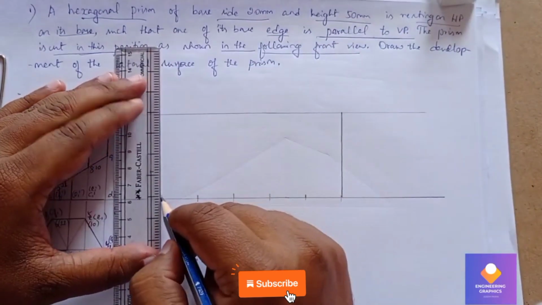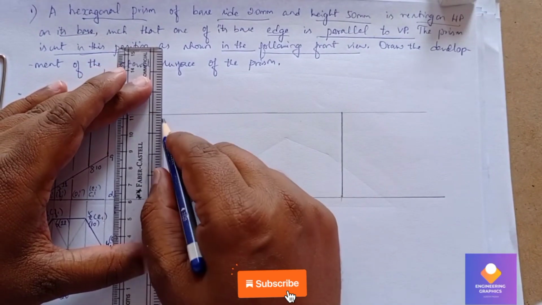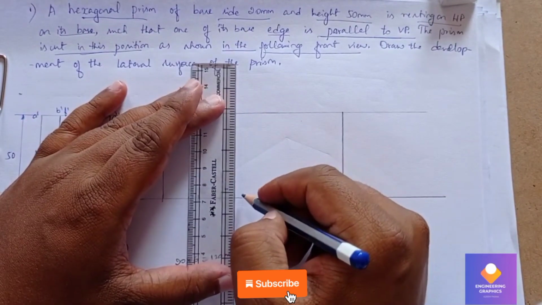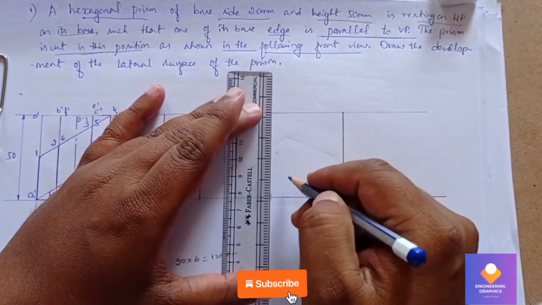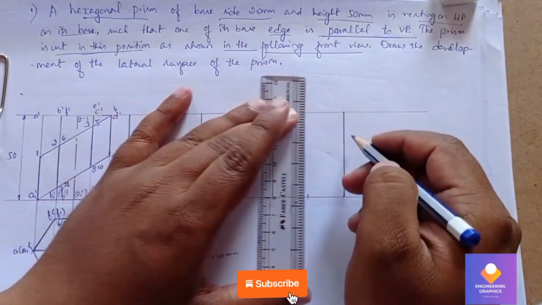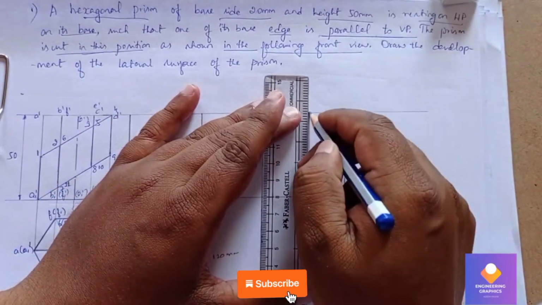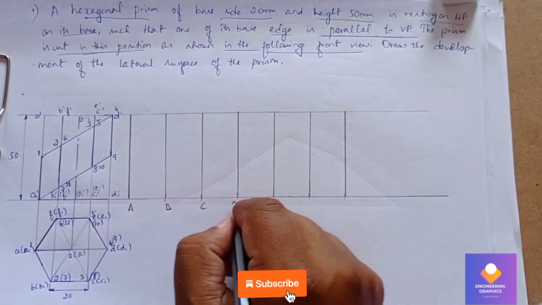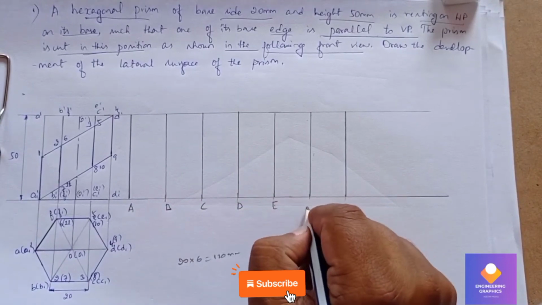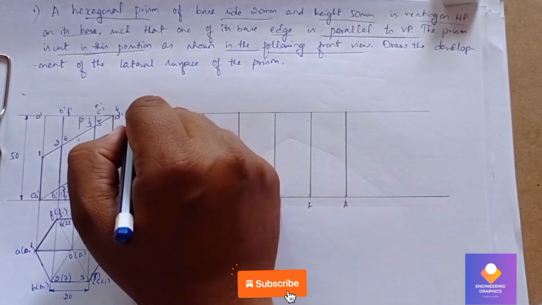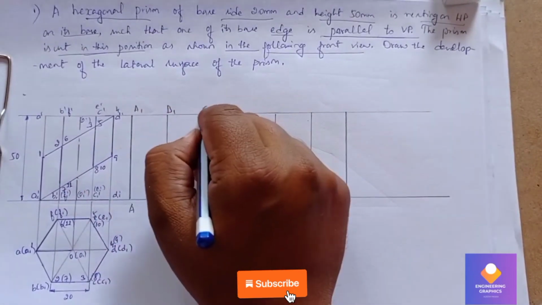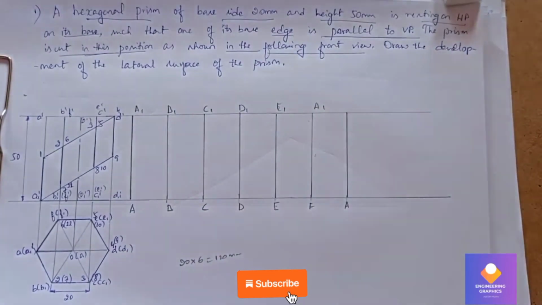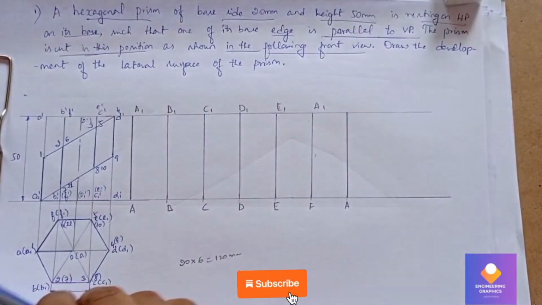We need to draw the vertical lines where we have cut the arc points, right? Now we can mention capital A, B, C, D, E, F, A. For the top face also we write A1, B1, C1, D1, E1, F1 and A1. So we'll mention it.